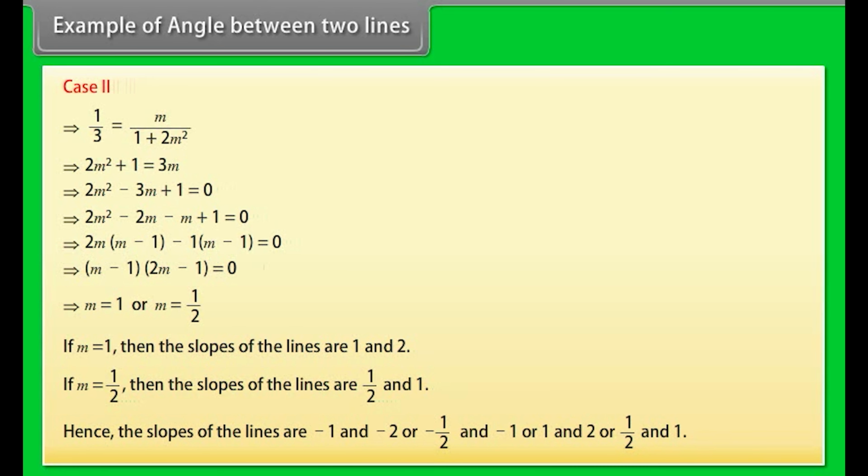Hence, the slopes of the lines are minus 1 and minus 2, or minus 1/2 and minus 1, or 1 and 2, or 1/2 and 1.